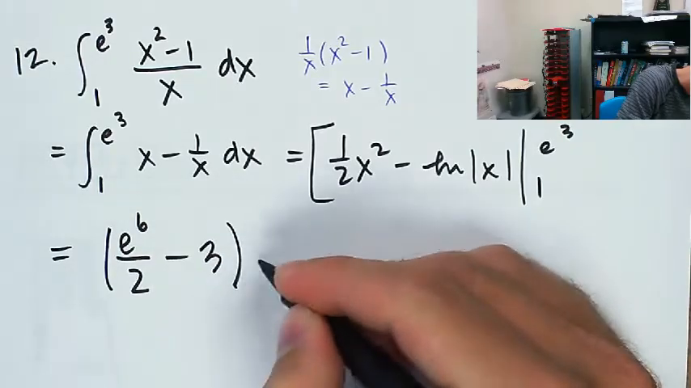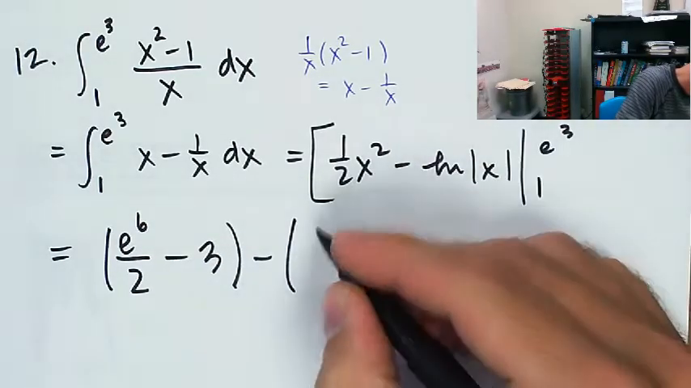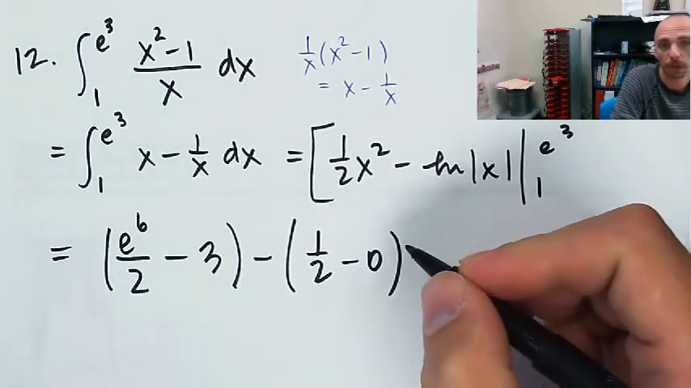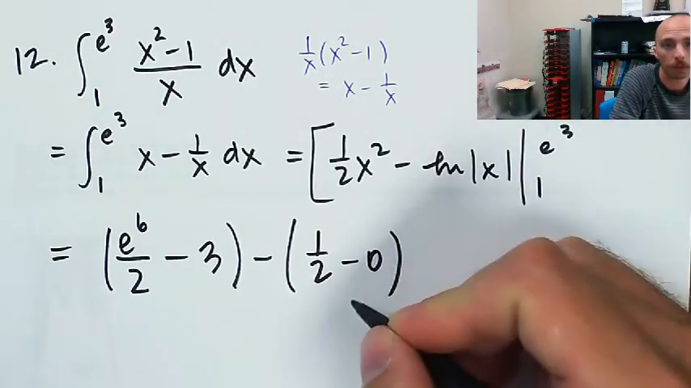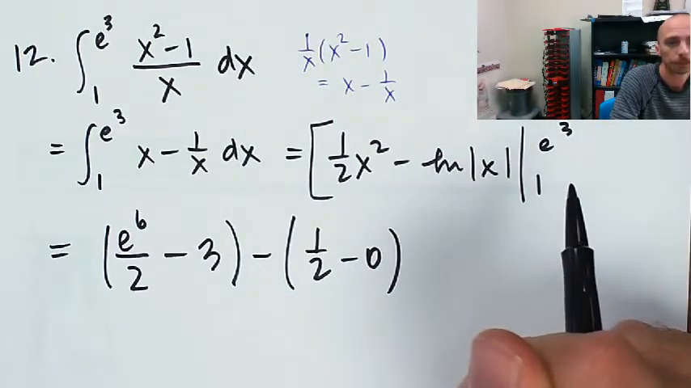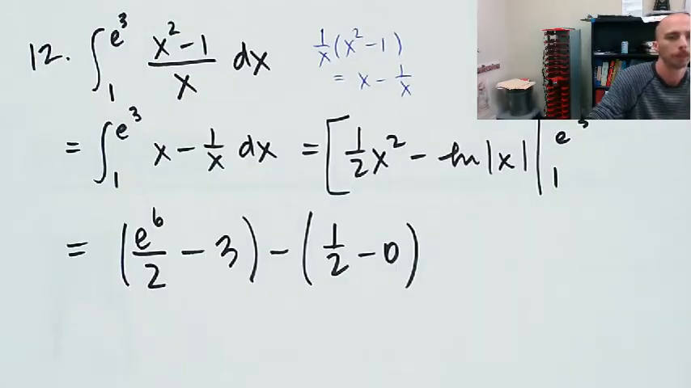And when I plug in 1, I get 1/2 minus the log of 1, which is 0, because it's the special exponent I put on e to get 1, which is the 0 exponent. Okay, and then that's going to be plenty for our purposes here.